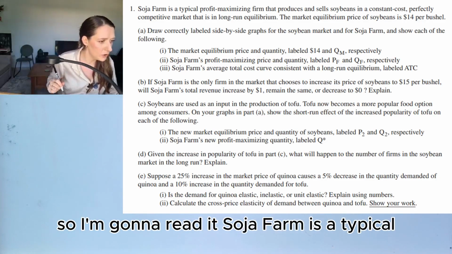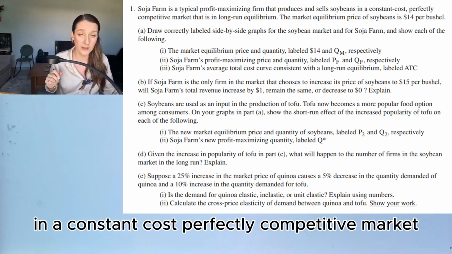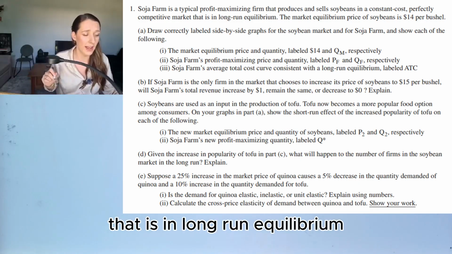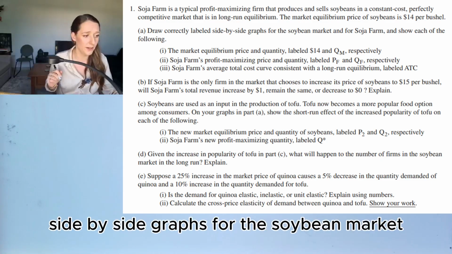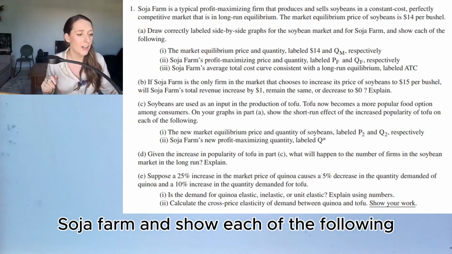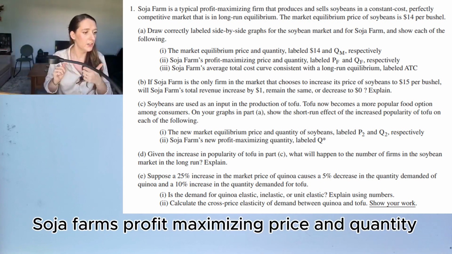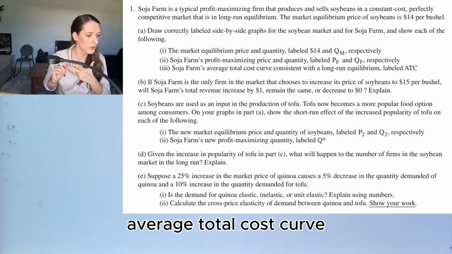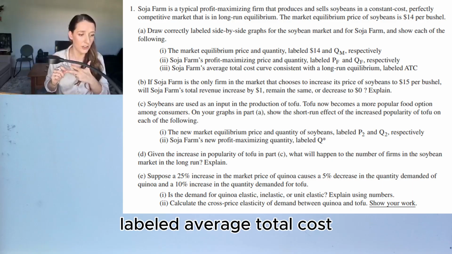Soja Farm is a typical profit-maximizing firm that produces and sells soybeans in a constant cost, perfectly competitive market that is in long-run equilibrium. The market equilibrium price of soybeans is $14 per bushel. Draw correctly labeled side-by-side graphs for the soybean market and the Soja Farm, and show each of the following: market equilibrium price and quantity; Soja Farm's profit maximizing price and quantity; Soja Farm's average total cost curve consistent with long run equilibrium, labeled average total cost.